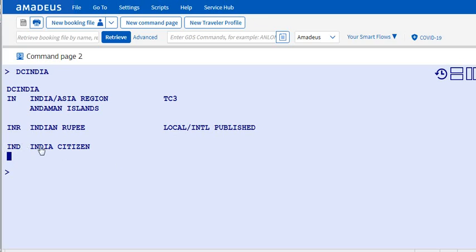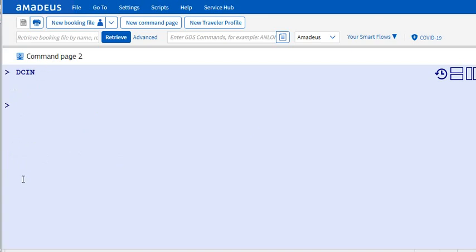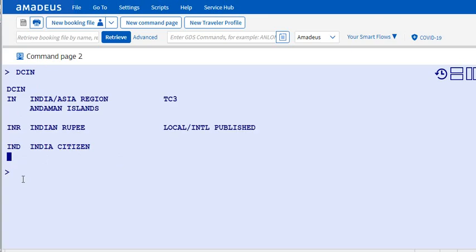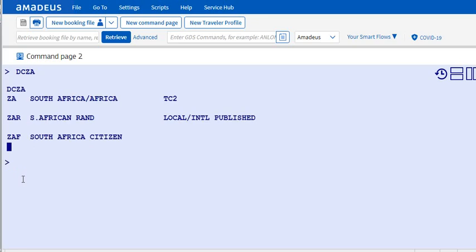IND is the citizenship code of Indian people. So IND is the Indian citizen code. And if I know the code of India, suppose I'm putting DCIN, then also I will be getting the exact same information about the country India. DC, suppose I'm putting ZA, it is showing me that ZA is South Africa, and it has got ZAR, that's the currency, it's in Africa, in TC2, Traffic Conference Area number 2, and the citizenship code is ZAF.